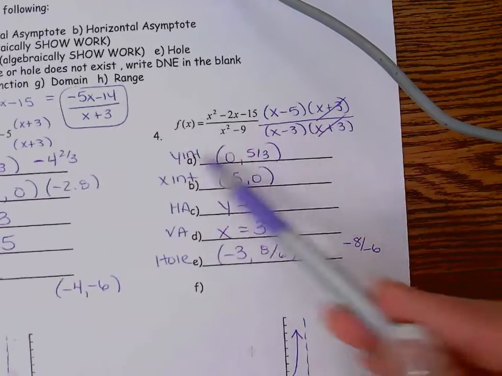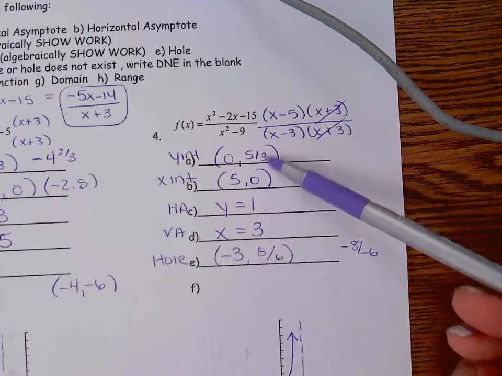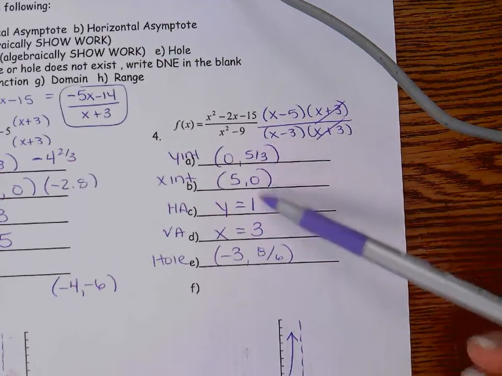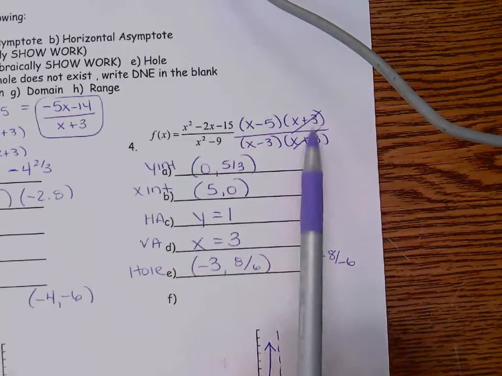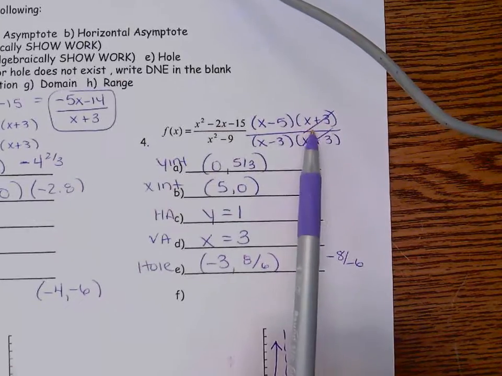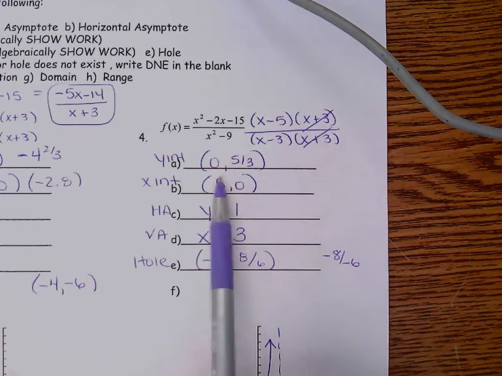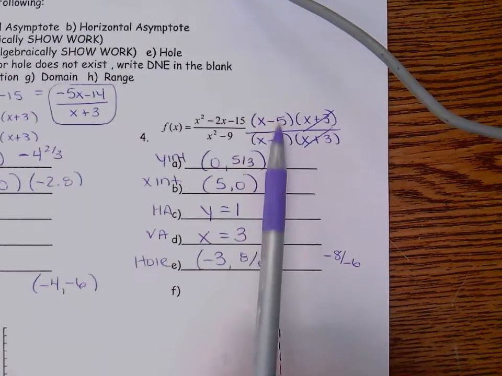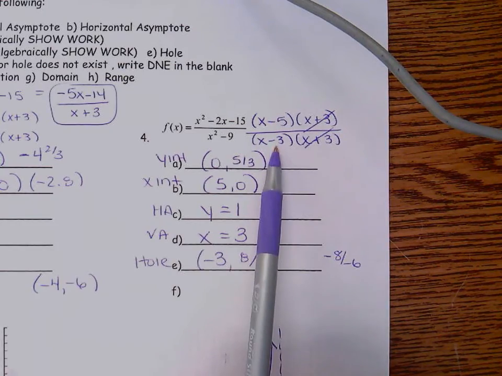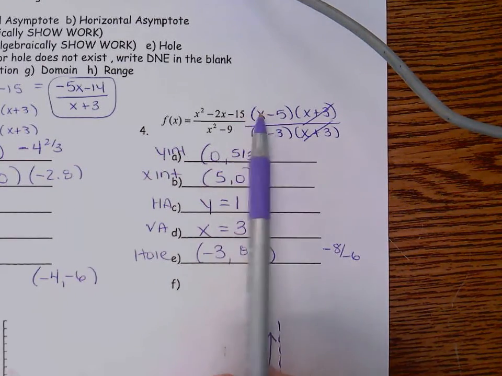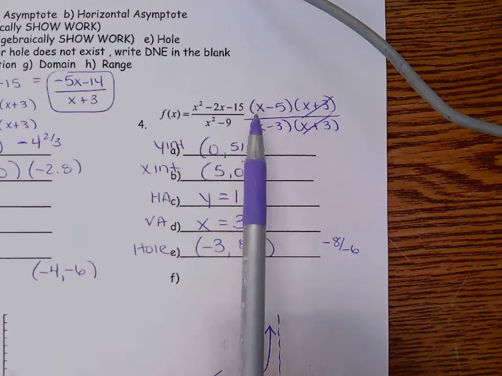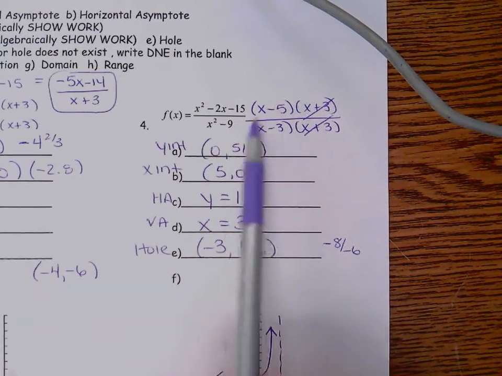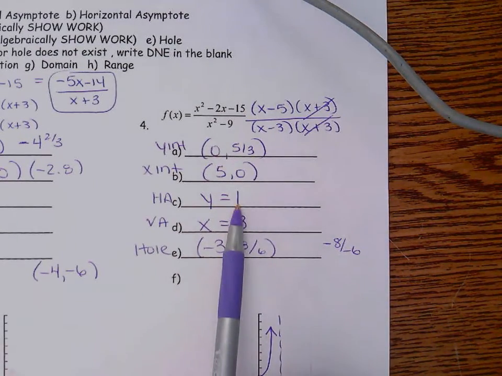How do I do the y-intercept? I'm going to put the questions in this order so that you're used to doing it in this order. I did cancel the x plus 3's when I factored. So there's (0, 5/3) because I had 2 negatives. (5, 0) for my x-intercept. y equals 1, because again, the powers were equal, so you strip the coefficients.